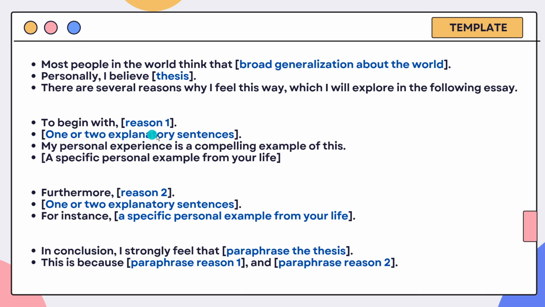After that, you write a couple of explanatory sentences. What do you mean by that? Elaborate on your supporting reason. And then a transitional sentence. My personal experience is a compelling example of this. And then you should describe an experience from your life in 4 or 5 or 6 sentences that illustrates what you mean. And again, I'll show you an essay that does this in just a moment.